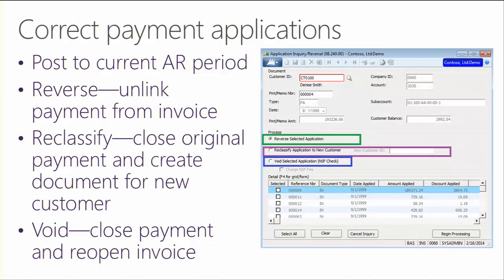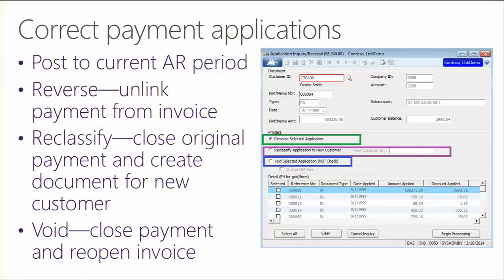If I entered it to the wrong customer, I can reclassify that payment to a different customer. This happens if you're using multiple customers a lot and you have certain invoices to certain customers and you meant to put it to a different customer. You can make that payment automatically be on that customer rather than the one you entered it for.